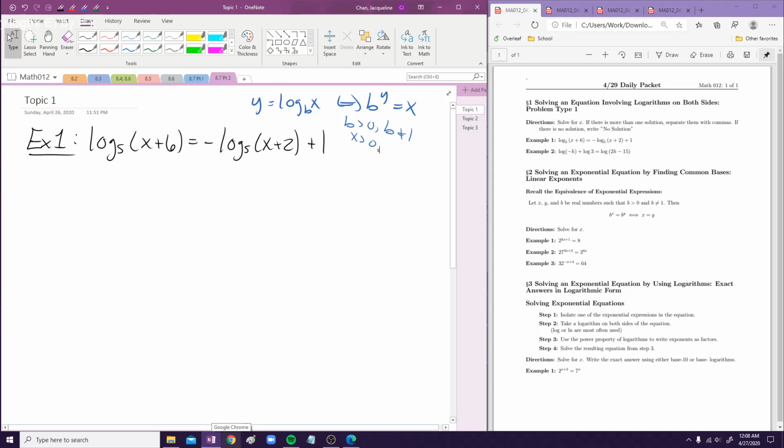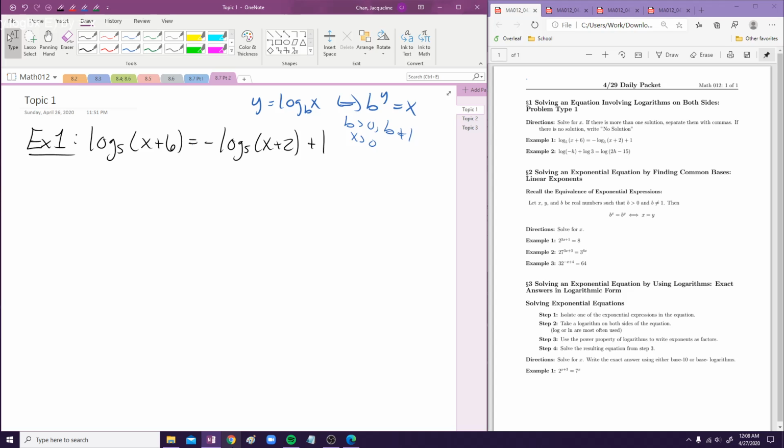Hello everyone. So today we will be finishing up section 8.7. To recall, yesterday we learned how to solve logarithmic equations, and for the first topic today we are going to take it a step further and solve logarithmic equations with logarithms on both sides.